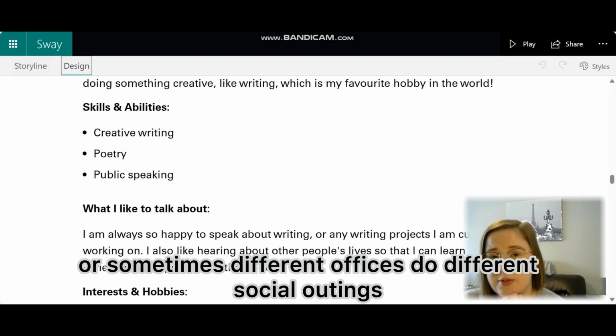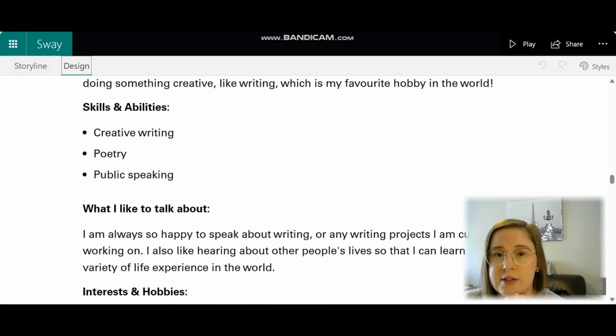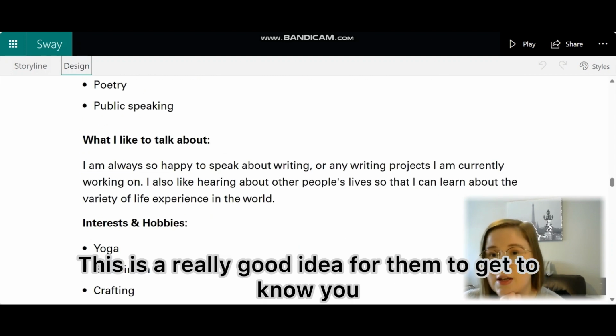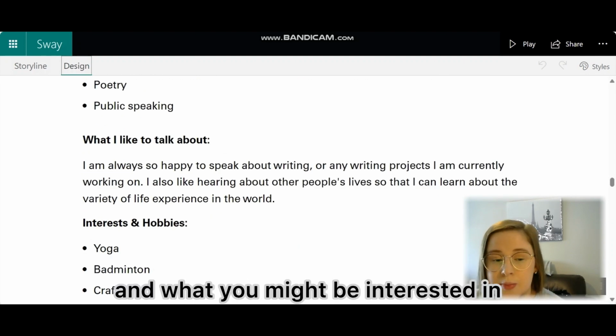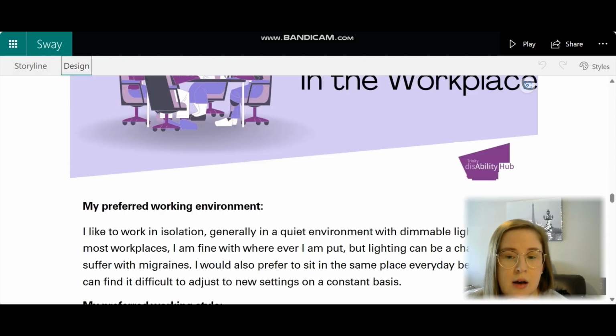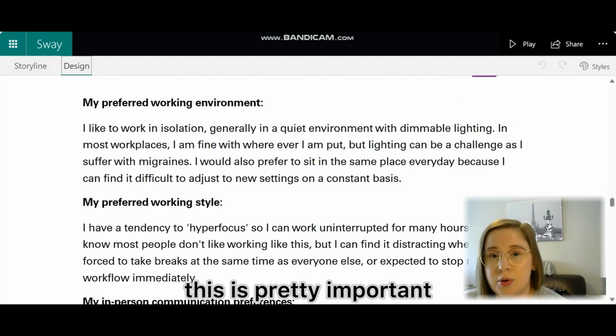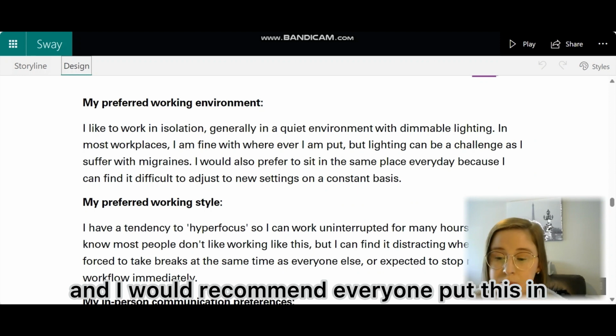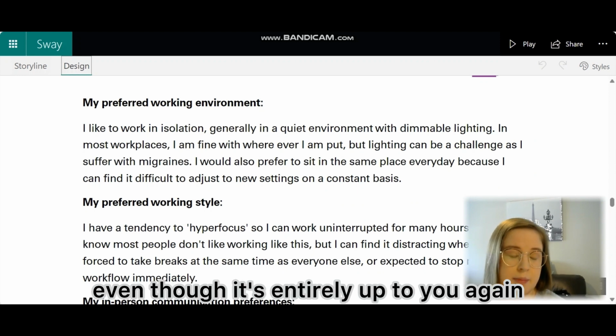or sometimes different offices do different social outings and get-togethers. This is a really good idea for them to get to know you and what you might be interested in. In the workplace themselves, this is pretty important, and I would recommend everyone put this in, even though it's entirely up to you again.